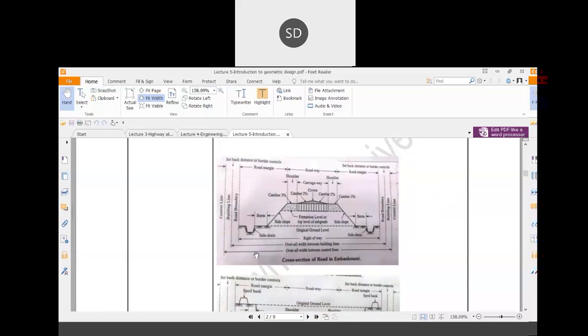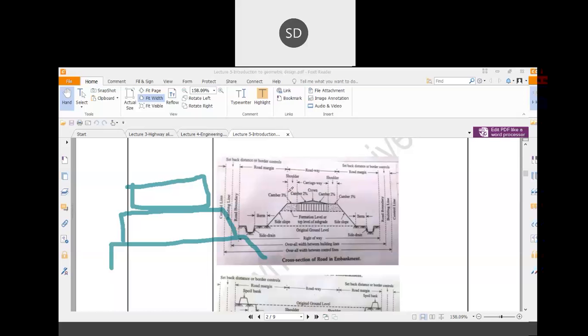cross-section of a road in an embankment area. Embankment means, let me give you an example. Suppose one particular area is there, and you want to make a road over there, but you want to achieve a certain elevation. In that case, you will fill that particular portion with soil. If the road is built on that built up area, that is called embankment. That is the cross section of a road in embankment.